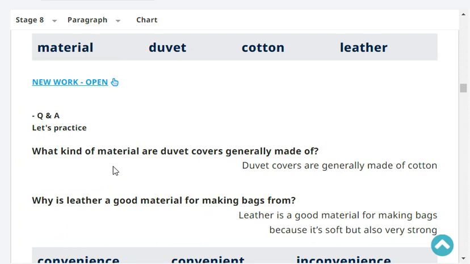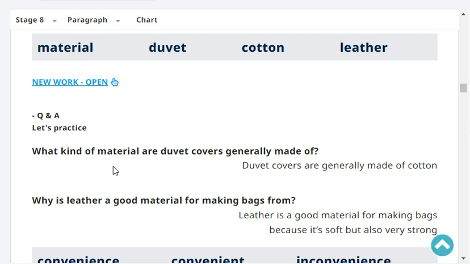What kind of material are duvet covers generally made of? Duvet covers are generally made of cotton. Made of cotton. One more. Duvet covers are generally made of cotton. Very good.